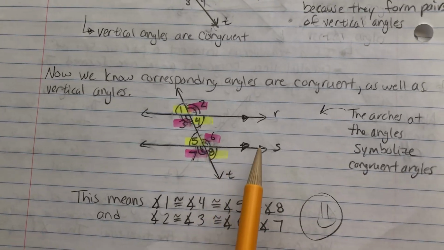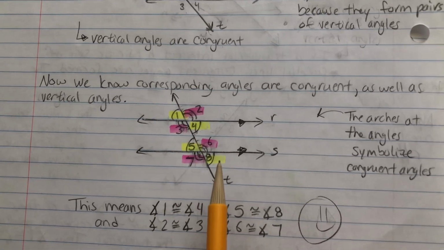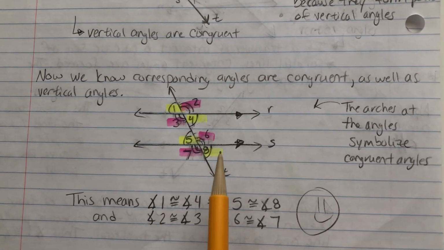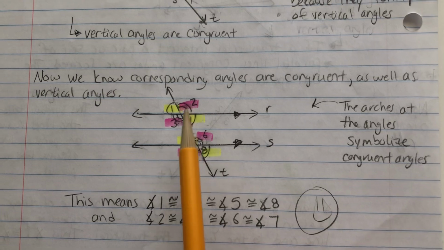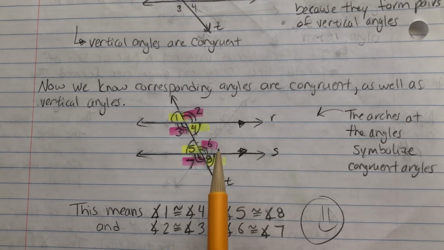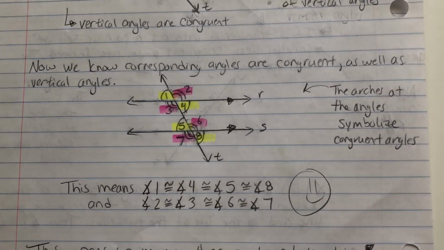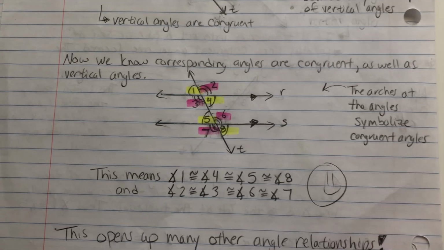Whenever you have parallel lines split by 1 transversal, 4 of the 8 angles end up actually being congruent based off these two definitions. Same with the pink. The 2 arches I highlighted in pink, we have vertical angles, we have corresponding angles. So there's multiple ways that you can prove that these angles are actually congruent.